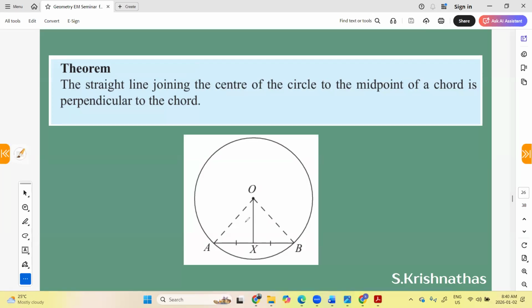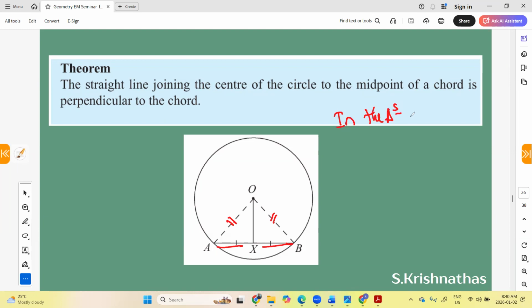Okay, we can prove it. Here, consider these two triangles. AB is the chord, X is the midpoint. As a construction, we connect OA and OB. Now these two are triangles. Here, this side equals this side. That means OA equals OB, radii. AX equals BX, given. OX equals OX, common.